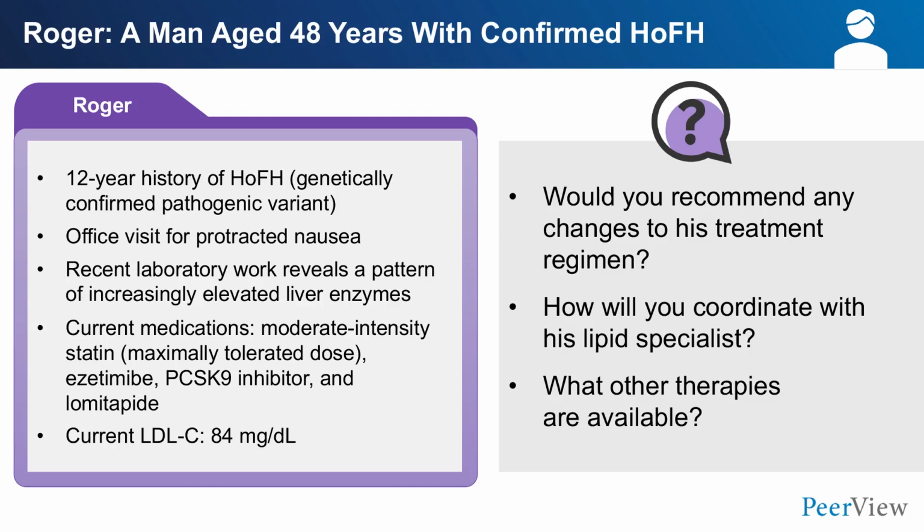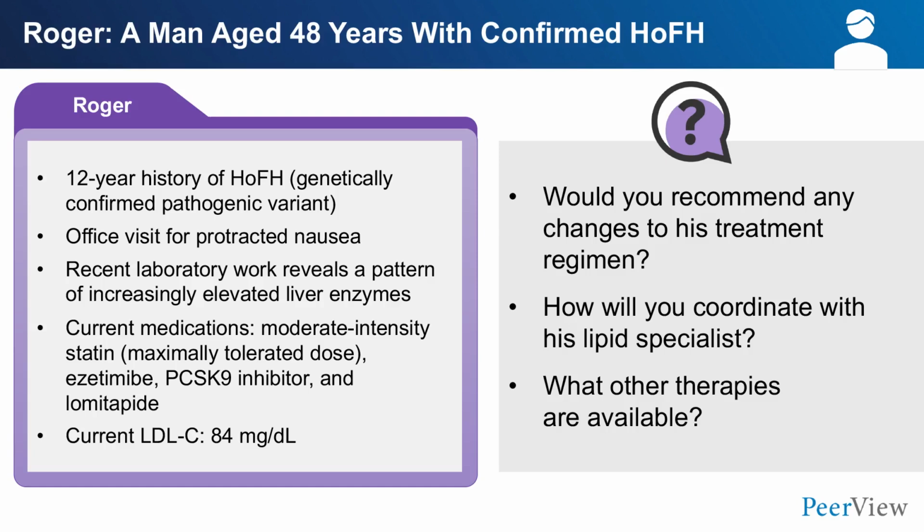His current medications were moderate intensity statins, because he couldn't tolerate the high dose due to AEs, ezetimibe, a PCSK9 inhibitor, and added lomitapide. And his LDL was at 84 milligrams per deciliter. So close to goal, but not quite enough. What questions would you have? Would you recommend any changes to his treatment regimen?